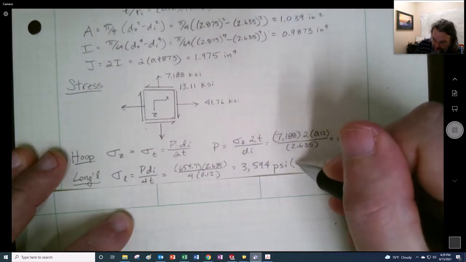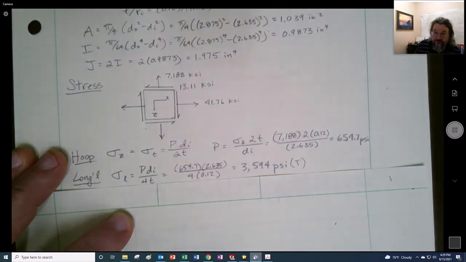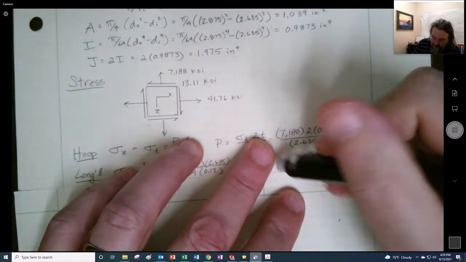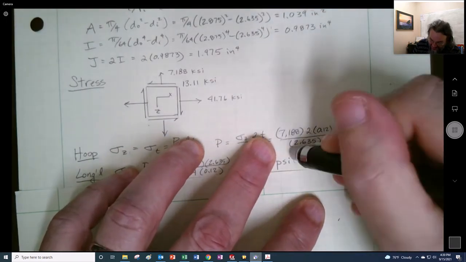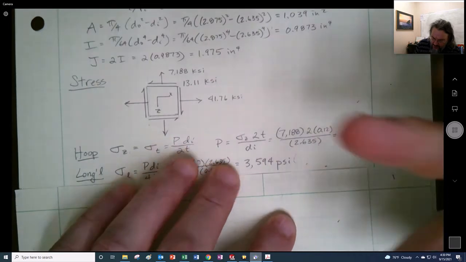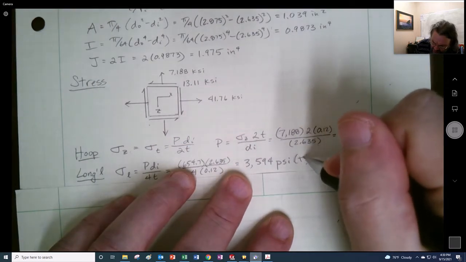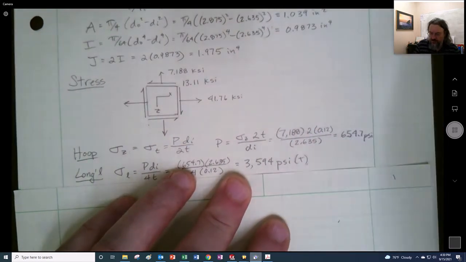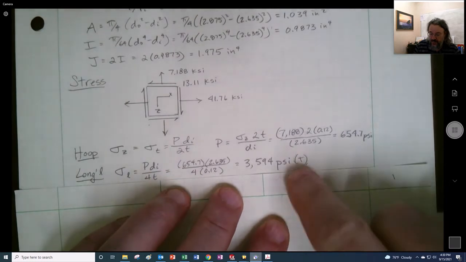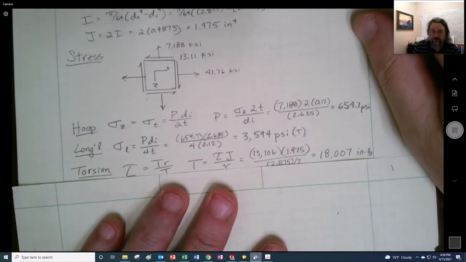Maybe I should have written tension right there. No, not tension, that's silly. We already knew that it was in tension. I can't put tension in there. I don't know what I was thinking. I thought that was a pressure all of a sudden. But no, that is tension. Okay, it was fine.